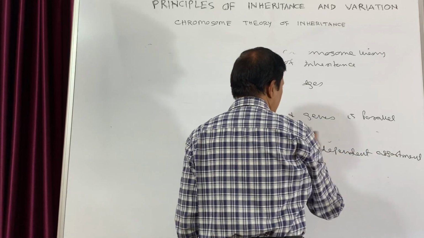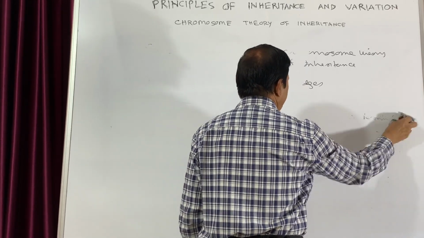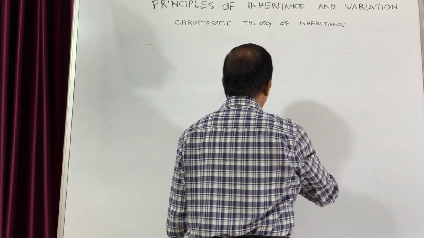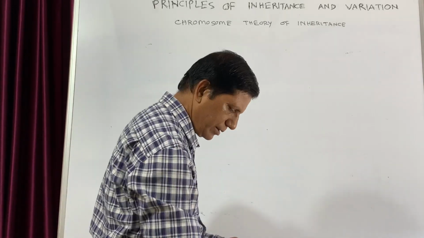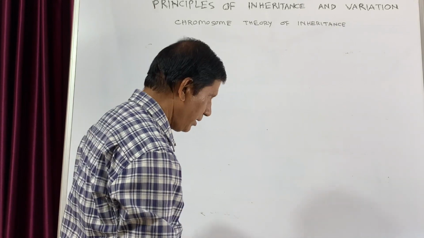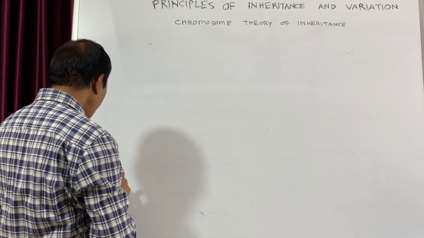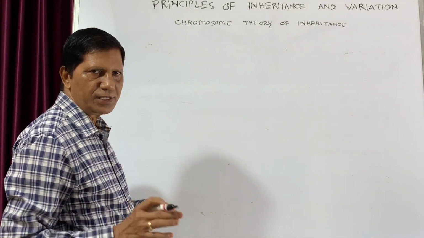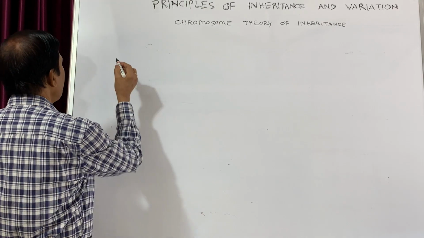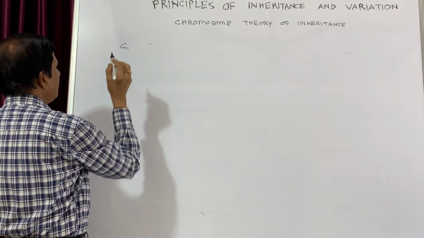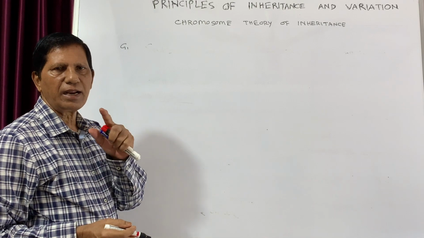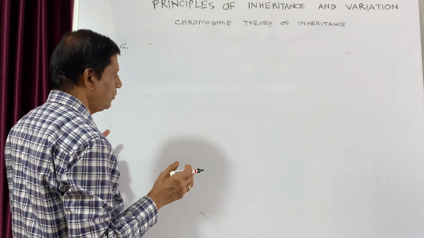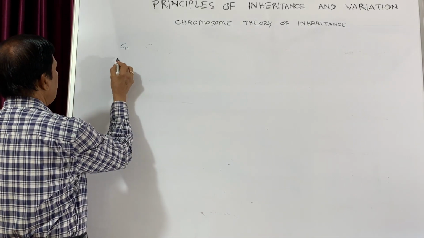So first we will discuss how the chromosomes obey Mendel's law of segregation. That we have to discuss first. So we are discussing the law of segregation, how the chromosomes are behaving. Suppose at the G1 phase there are only 4 chromosomes. That means 2n is equal to 4. Suppose. What will happen?